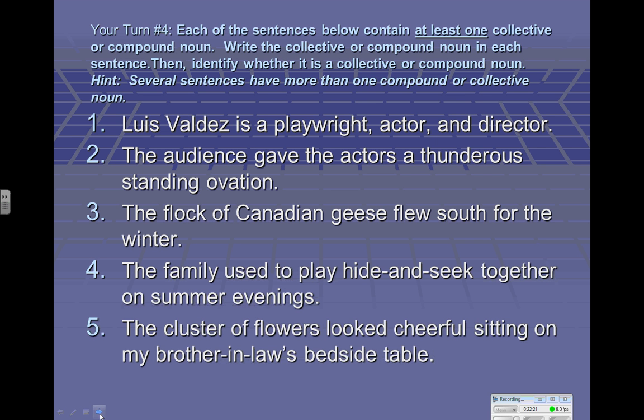You can ignore those. For example, in number 1, the words director and actor are both nouns, right? But actor is definitely not compound, and neither is director. Actor is also not collective because it doesn't refer to more than one thing, and director is not collective, so it doesn't refer to more than one thing. So in writing down my answers for number 1, I wouldn't need to list actor and director. Even though they're nouns, they are not collective or compound.